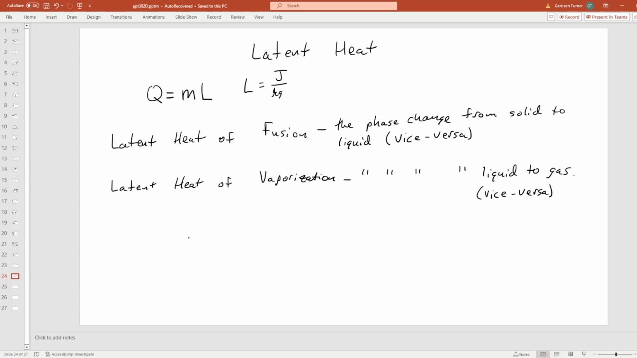And the latent heat of vaporization, well, let's put it this way. LF will typically be denoted as the latent heat of fusion, and LV will be the latent heat of vaporization. So for pure water, the latent heat of vaporization is about 2.26 times 10 to the sixth joules per kilogram.